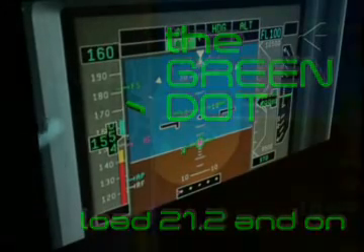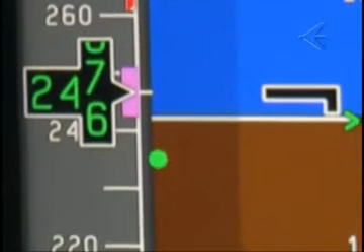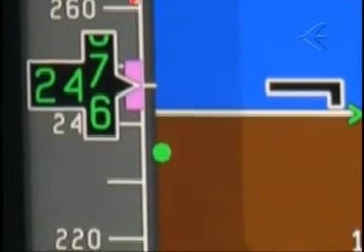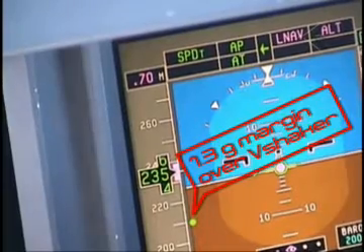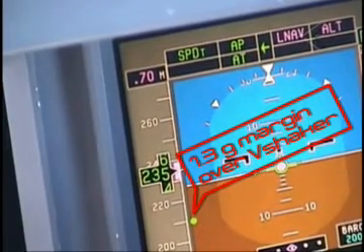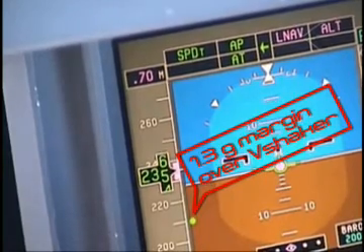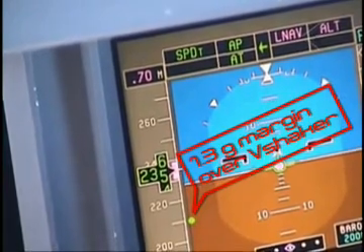The green dot is a solid green spot next to the speed tape on the PFD. Simply put, it is an indication of at least 1.3 G margin over the shaker speed. That is, you may reach a 40-degree bank angle until the shaker is activated.